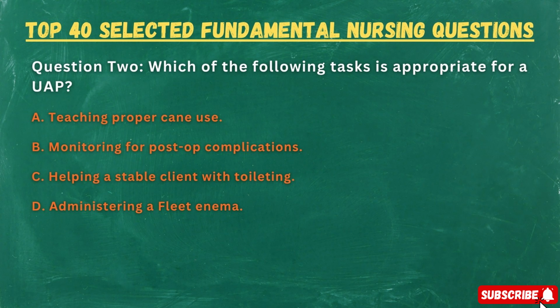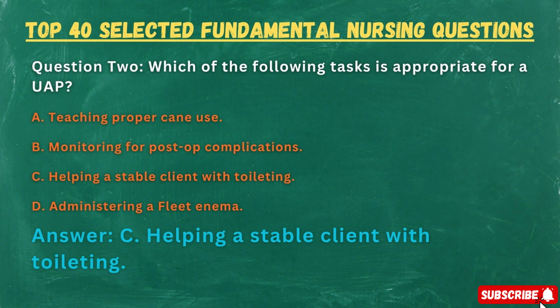Question 2. Which of the following tasks is appropriate for a UAP? A. Teaching proper cane use. B. Monitoring for post-op complications. C. Helping a stable client with toileting. D. Administering a fleet enema. Answer. C. Helping a stable client with toileting.